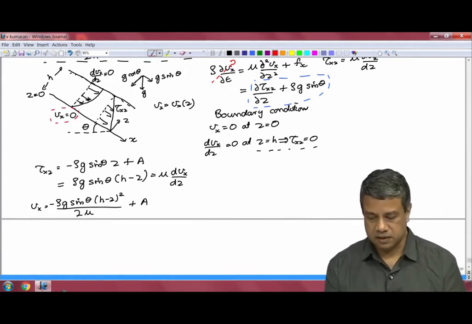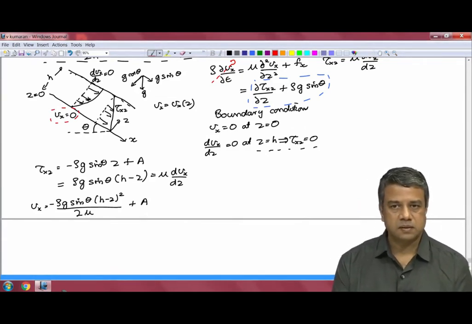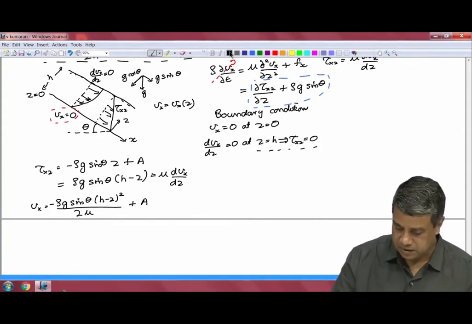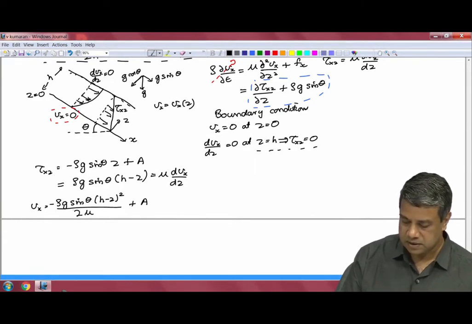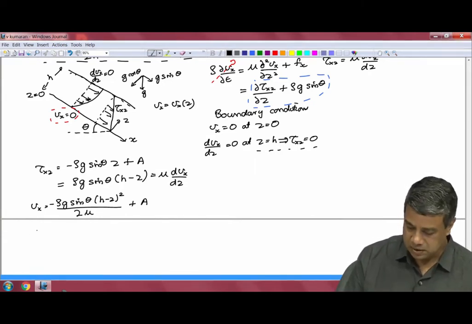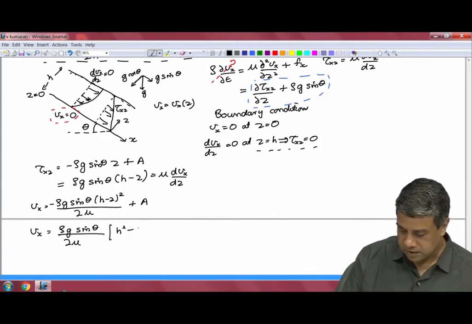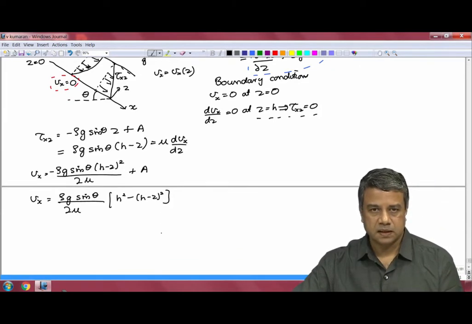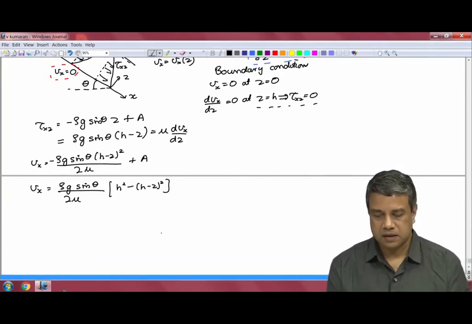The no slip condition, Vx is equal to 0 at z is equal to 0, is used to determine this constant. And therefore, at z is equal to 0, the constant just becomes equal to rho g sin theta into h square by 2 mu. So, therefore, I get Vx is equal to rho g sin theta by 2 mu into h square minus h minus z the whole square. That is the velocity profile for the flow down an inclined plane.